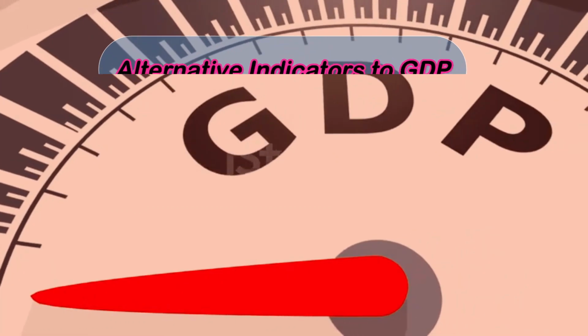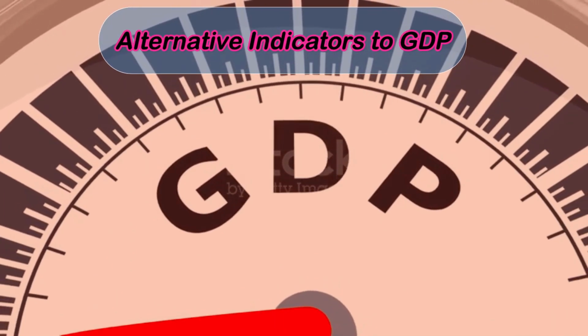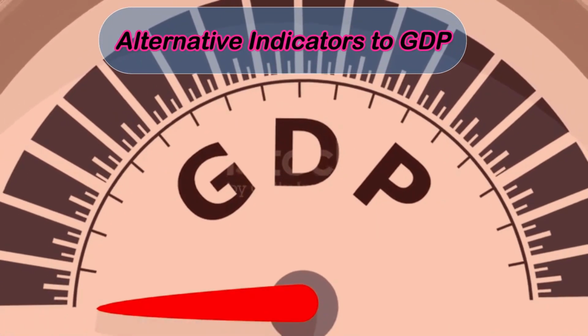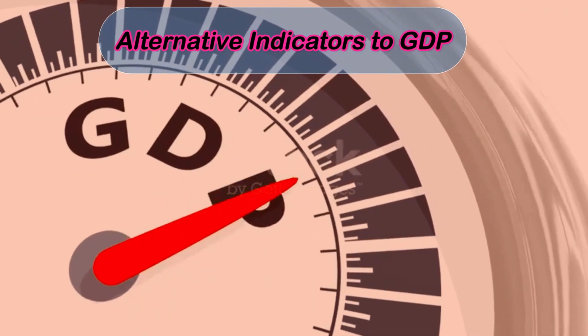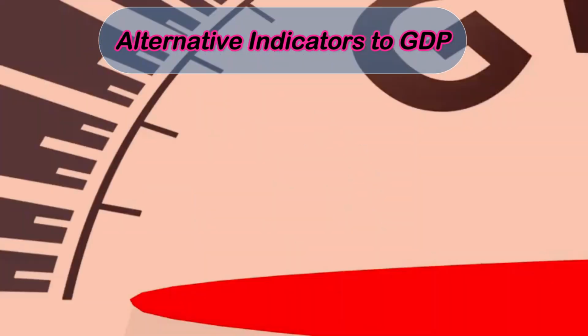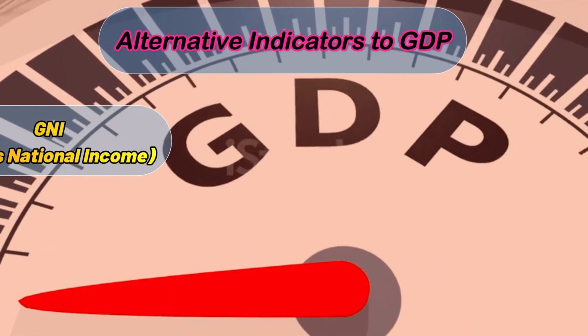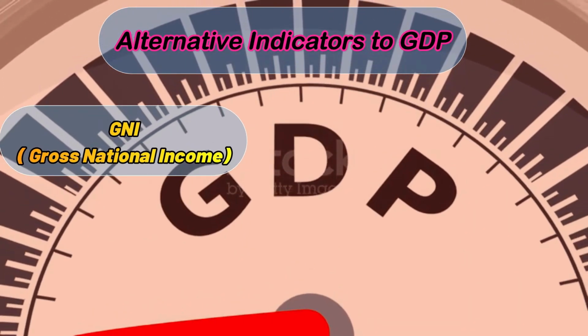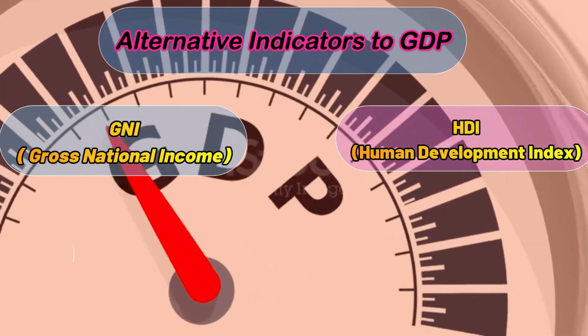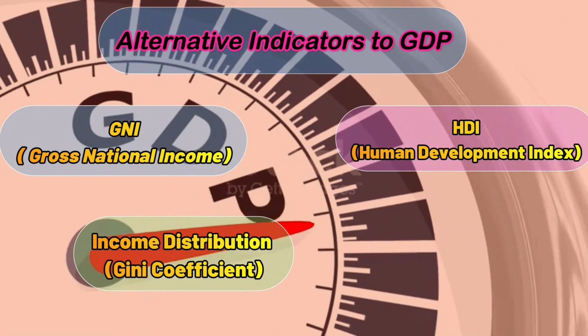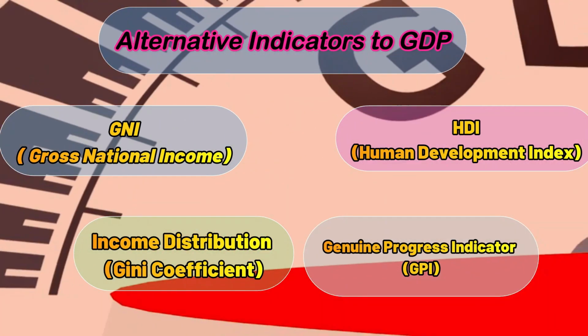Alternative indicators to GDP. While GDP is important, some economists argue that it shouldn't be the only measure of economic well-being. Alternatives like GNI, gross national income, and the Human Development Index, HDI, also consider income distribution, the Gini coefficient, and the genuine progress indicator, GPI.